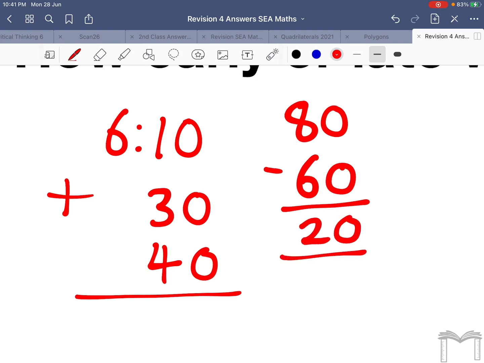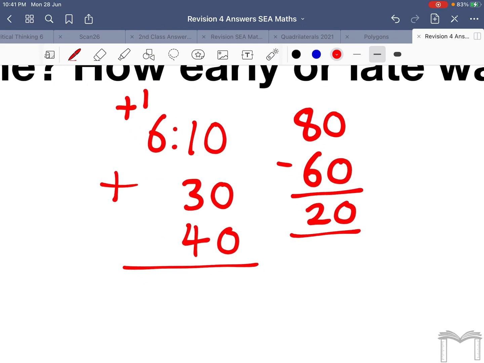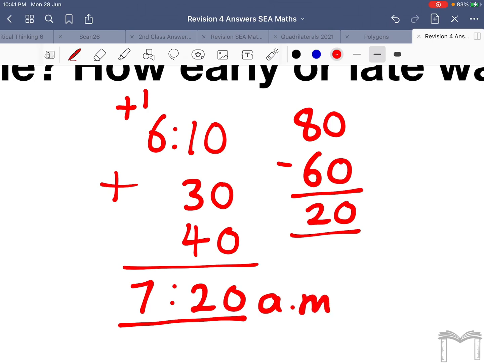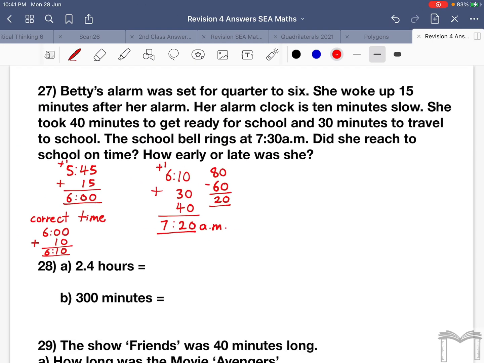So we add the 1 hour we took away to the hours column, and the 20 minutes remaining, we put that in the minutes section. So 6 plus 1 is 7, so that's 7:20 a.m. she reached the school. The bell rings at 7:30 a.m., so she's 10 minutes early.